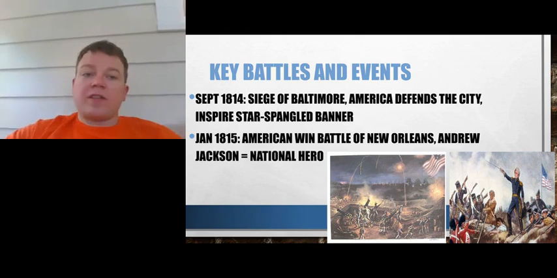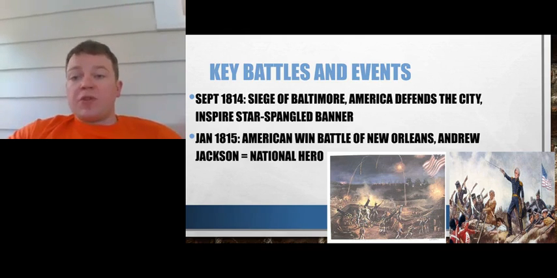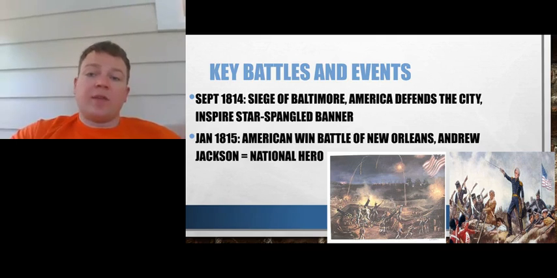Other key battles and events. The Siege of Baltimore. This was one of the successful defenses America had. They were unsuccessful in defending most of their coastal cities due to our lack of navy. But there's two big coastal cities we were able to defend. One is the Siege of Baltimore at Fort McHenry. We never let the joint force of British soldiers attacking by land and their naval vessels get into the city.